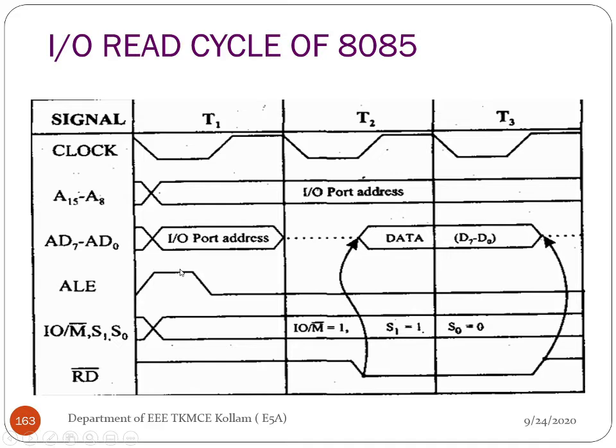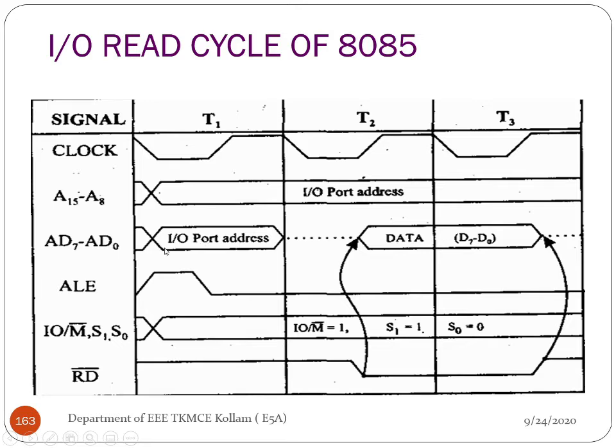So the ALE signal is used to latch this port address, which is available in AD0 to AD7 during the first clock cycle, so that this I/O port address is available during the second and third clock cycles as the output of this external hardware. The ALE signal goes high and then goes low during the first clock cycle of every machine cycle. And these are the status signals: IO/M bar equal to 1, S1 equal to 1 and S0 equal to 0.